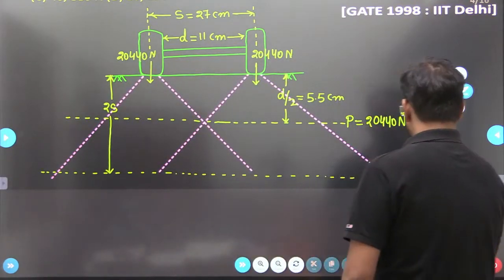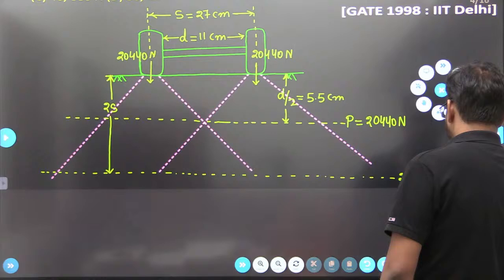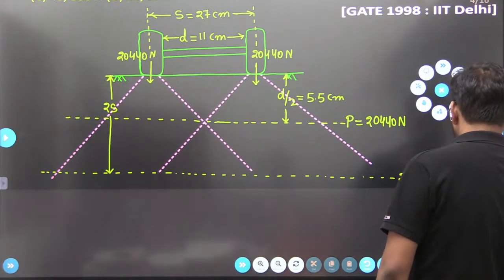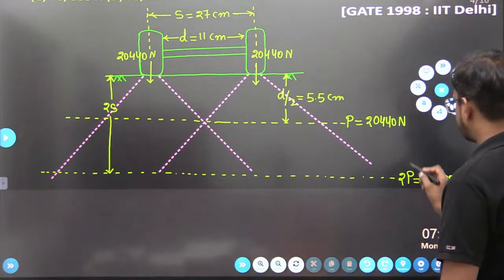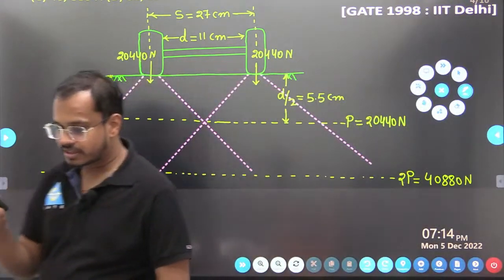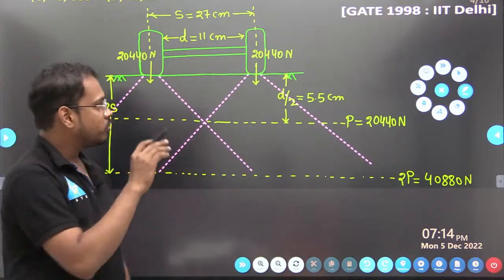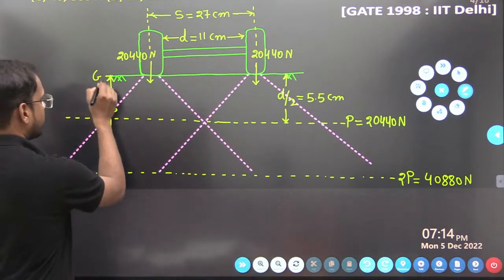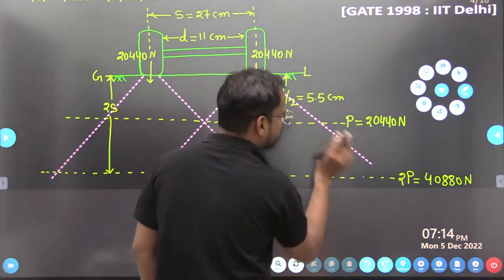So 2 multiplied by this, 4 2s are 8 and 0 newton. It is the value, my dear friend. This is the value of 2p at the 2s distance below. Am I right? 2s distance below from the ground level, this is the ground level, and at 2s distance below, the value becomes equal to 2p.